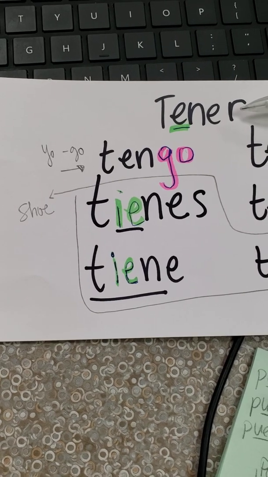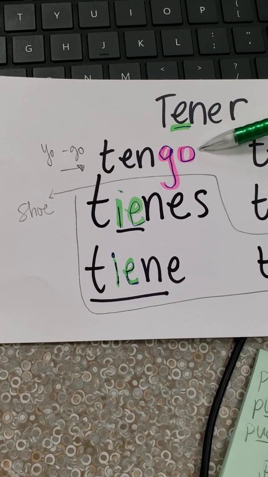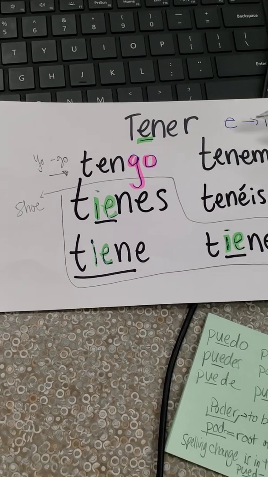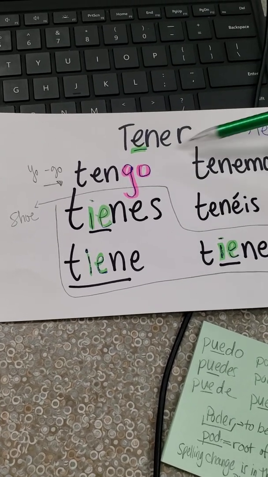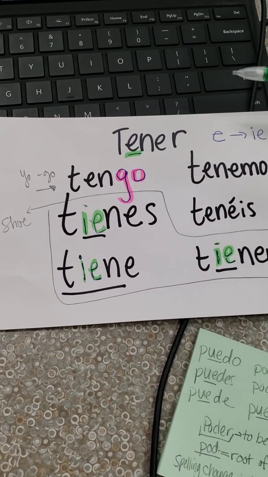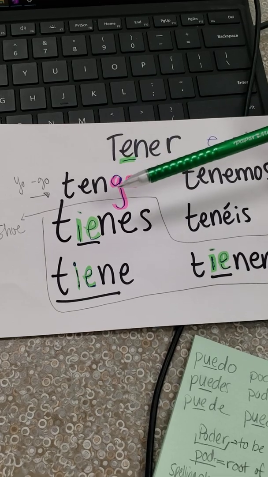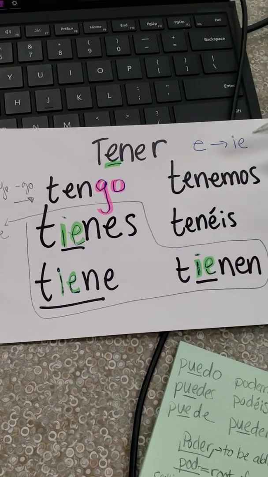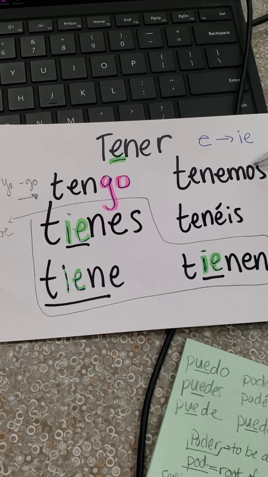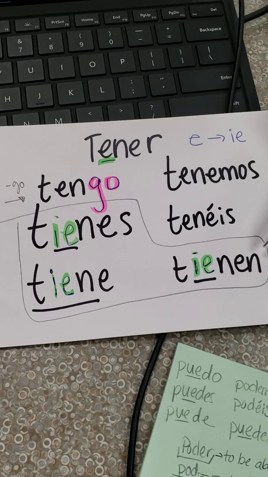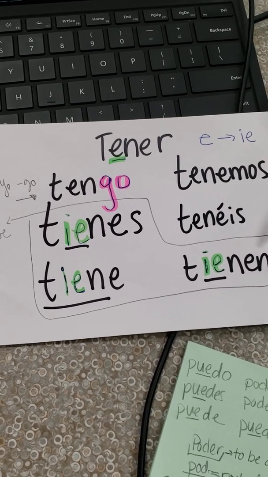Hacer, also irregular, but also a yo-go. Hago. And venir is not irregular, but has the same exact form as tener, except it's IR. So you would have vengo, vienes, viene, venimos because it's IR, venís because it's IR, and vienen for venir.